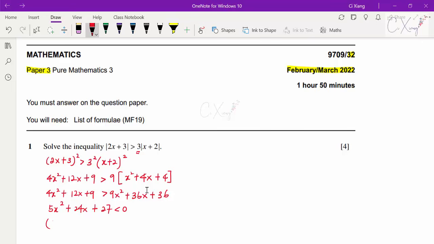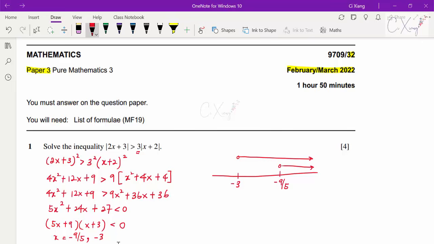So from here, I realize that I can factorize the quadratic expression. After I factorize it, I will get (5x + 9)(x + 3), which is smaller than 0. So our critical values will be x equals negative 9 over 5 and also x equals negative 3. To decide which is the part that we want, generally you can use various methods. For me, I'm using the number line. For the number line method, I'm going to draw all the arrows to the right side, and from here you can see that this is positive, negative, and also positive.